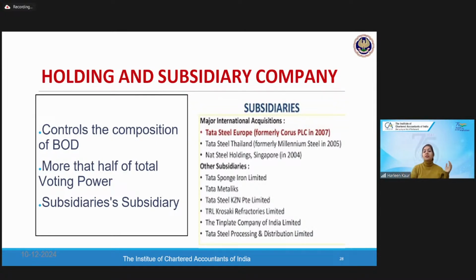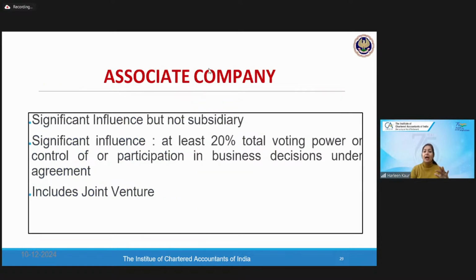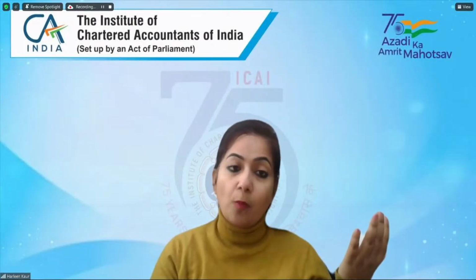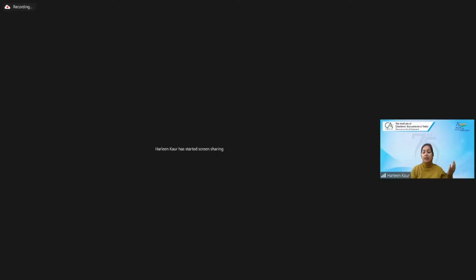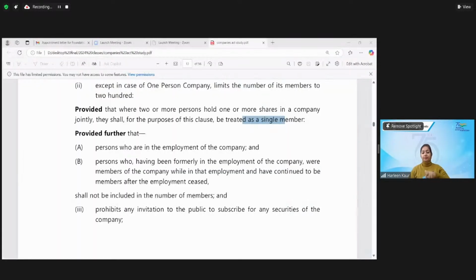So if you are doing either of these things, it will be considered as controlling another company. Then the other company becomes your subsidiary, and the company which is controlling the composition of board of directors will become the holding company. Let's read it from the Act now.